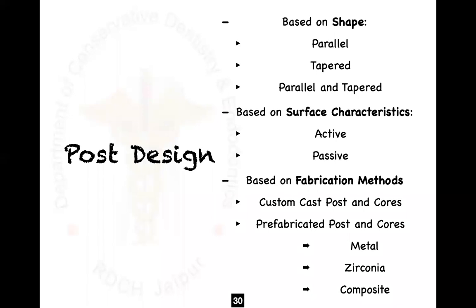Post design, like it is based on shape. You can have a parallel post, you can have a tapered post, or you can have both parallel and tapered together. Based on the surface characteristics, you have active posts and passive posts. Now, what are these active posts and passive posts? I'm going to cover in my next subsequent slides. The third one is based on fabrication method. It is custom cast posts and cores, prefabricated posts and cores, which are made of metal, zirconia, and composite. Please write down exactly how it is given: post design based on the shape, based on surface characteristics, based on fabrication method.